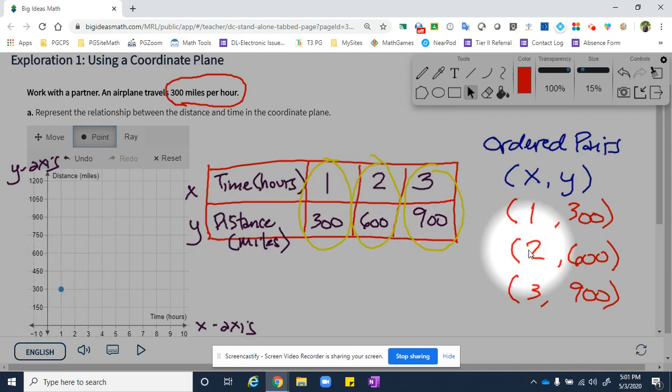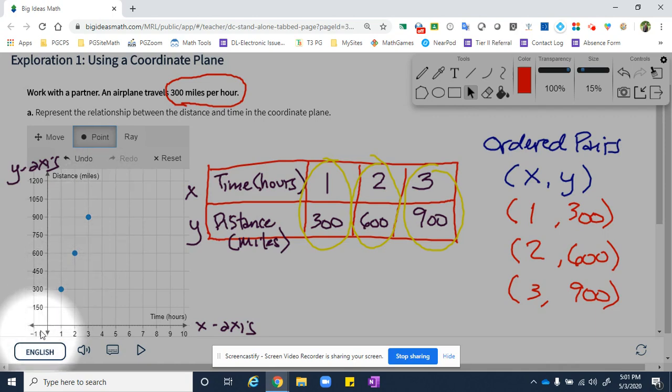Now, second one, 2 and 600. When x is 2, the distance is 600 miles. So I'm going to go up to 600. And I'm going to put my point right there. That's 600. Now, when x is 3, in 3 hours, it travels 900 miles. So I'm going to go from my horizontal line, the x-axis, 3, and go up to 900.